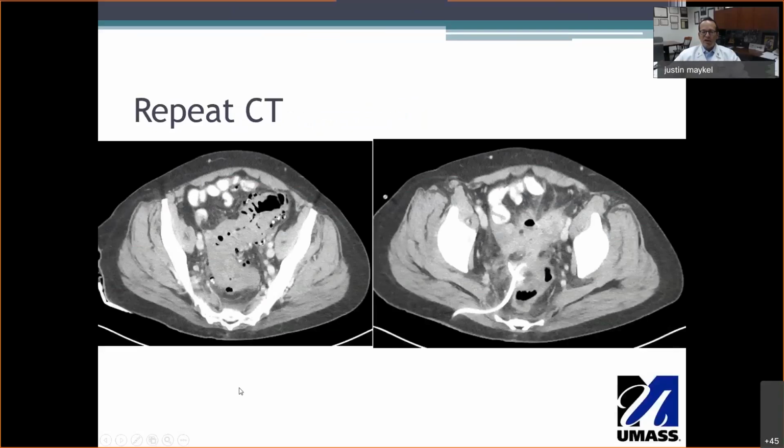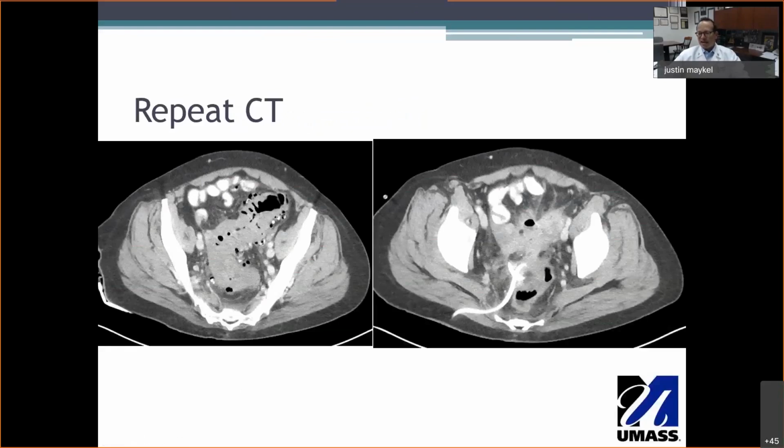Okay, great. So we chose to repeat the CAT scan, and we did remove that abdominal drain. You can see here on this left slide that all the fluid in the right lower quadrant had resolved. There's still ongoing inflammation and thickening and straining of the sigmoid colon. Although the patient presented acutely, this is clearly a process that's been going on for quite some time, probably unrecognized by the patient.